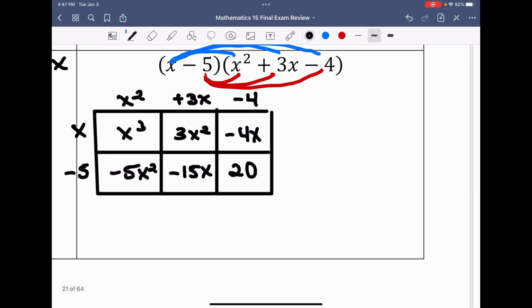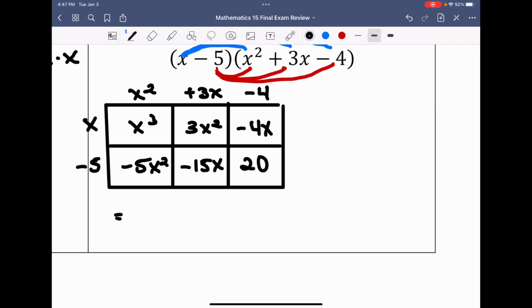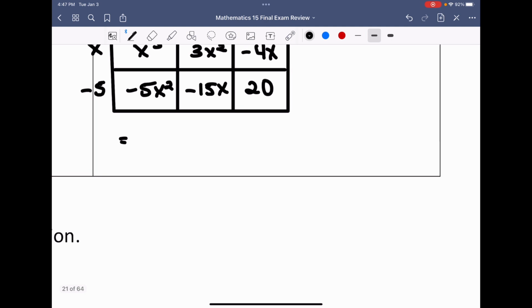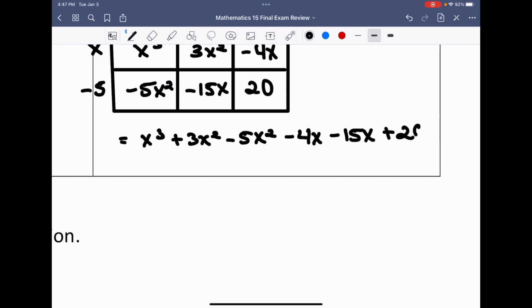Okay, now we want to list all these things out together. So I'm going to go below here because this is actually quite a large expansion. I'm going to say this is equal to x cubed plus 3x squared minus 5x squared minus 4x minus 15x plus 20. Now it's important to go one by one and really categorize what terms you have, because when we add or subtract, it really matters. If I have x squareds or x cubes or constant terms, what do I have? So I have 1 x cubed. I have these 2 x squared terms. I have 2 regular x terms, and then lastly I have a constant term out here.